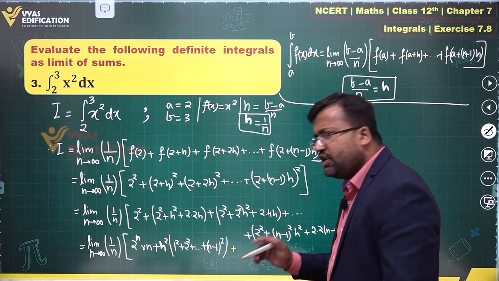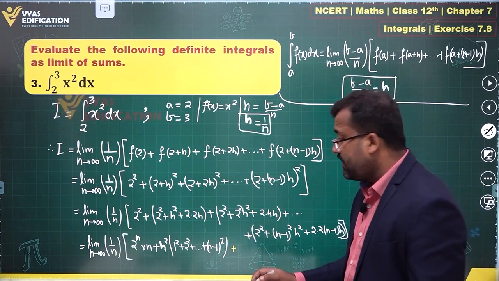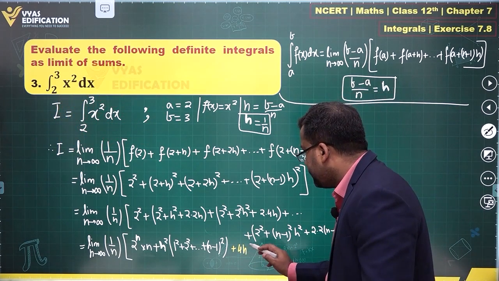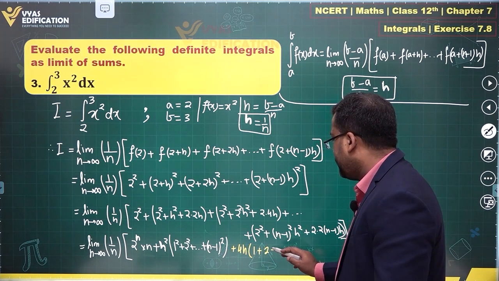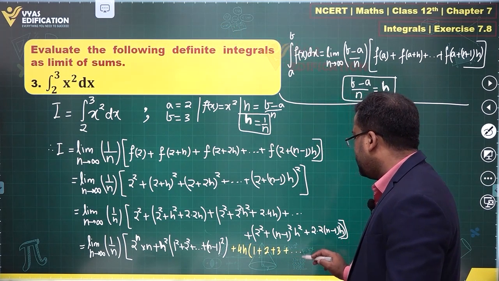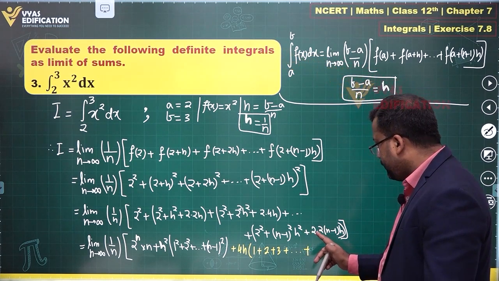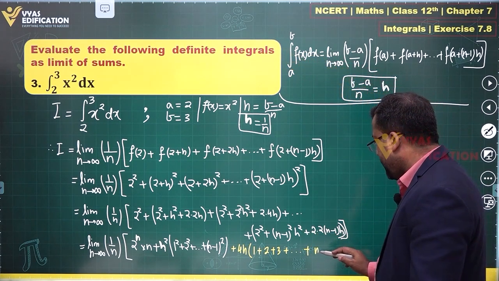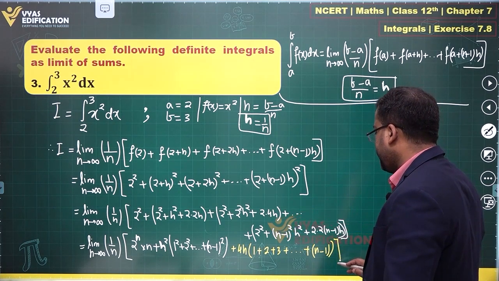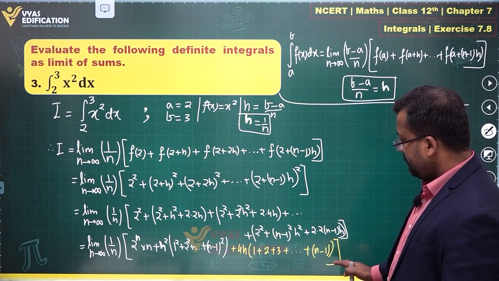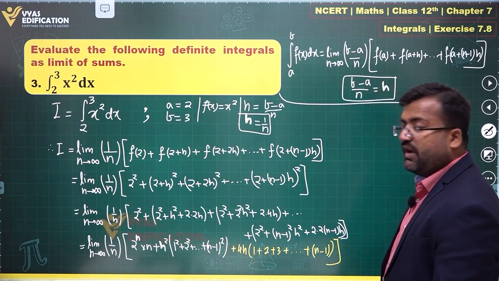So what you can take out is 2 into h can come out common, that is 4h. If 4h comes out common, what will remain is 1, 2, 3 from the next term. And similarly, you will have 2 into h comes out common, this will be n minus 1. These are sum of n minus 1 terms. That's the complete square bracket close. 4h times 1 to n minus 1.